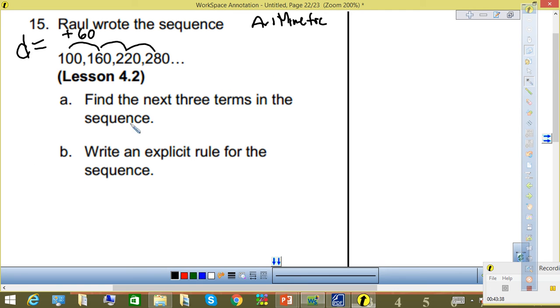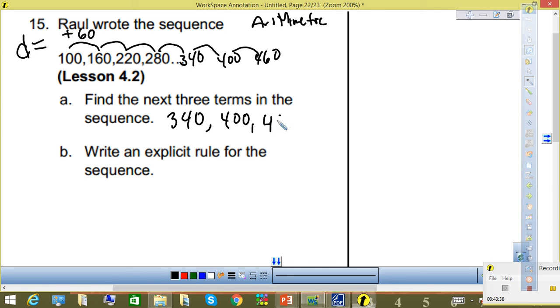So in that sense, we can actually get the other ones just by adding 60. So the next one is what? 340. The next one is 400, and the next one is 460. So this is 340, 400, and 460. But then it says, write an explicit rule. Don't worry about explicit rule.